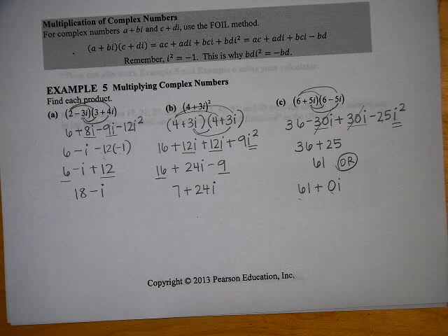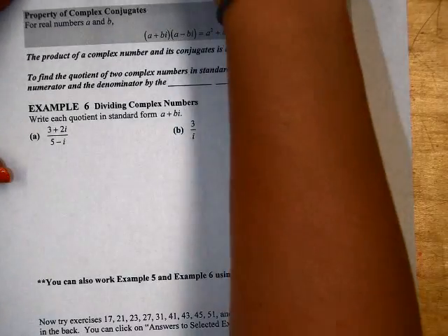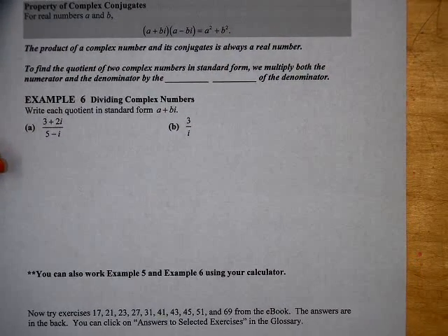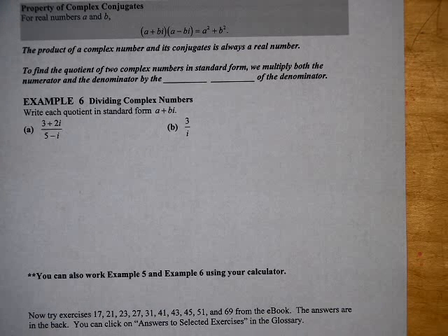So the next thing that we're going to talk about in example 6 is dividing complex numbers. Before we talk about dividing complex numbers, we need to talk about the conjugate. Look at the top of your next page, where it talks about the property of complex conjugates. For real numbers a and b, if we have a plus bi times a minus bi, then that equals a squared plus b squared, and that is the property for complex conjugates.